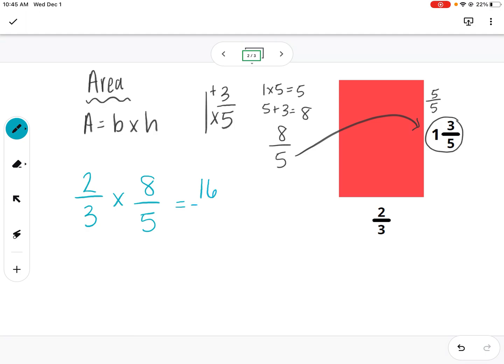8 times 2 is 16. 5 times 3 is 15. I'm left with 16 over 15. Now, since my top is bigger than the bottom, I am going to convert to a mixed number. Remember, the fraction sign simply means division, and 15 goes into 16 one time. That's going to leave us with 1 left over. So I'd be left with 1 and 1/15 as my area of that figure.